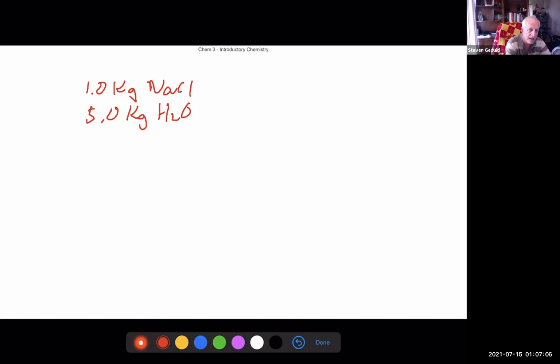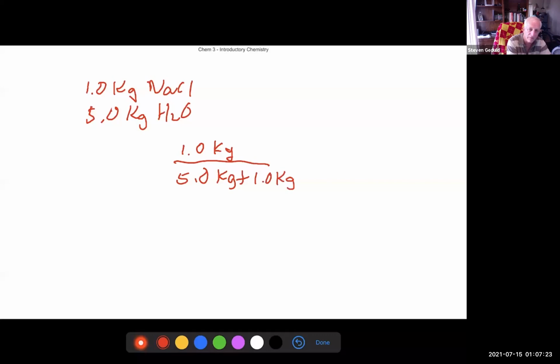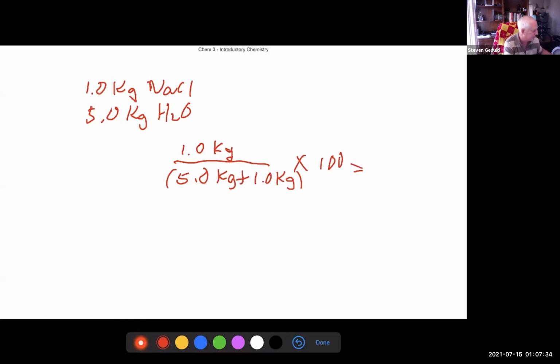So our percent by mass is our mass of our solute, which in this case is 1 kilogram, divided by the mass of our solution, which in this case is 5.0 kilograms of water plus 1 kilogram of the salt. Remember, solution is both solute and solvent. Don't forget that when you're doing these problems. Times 100. So it's 1 divided by 6 times 100, which is a little less than 20.